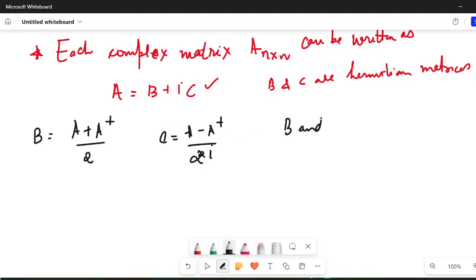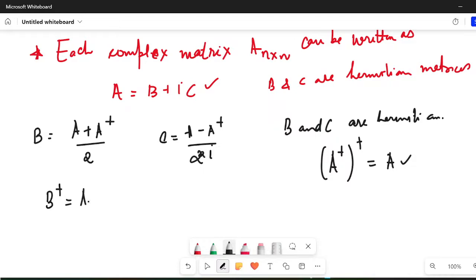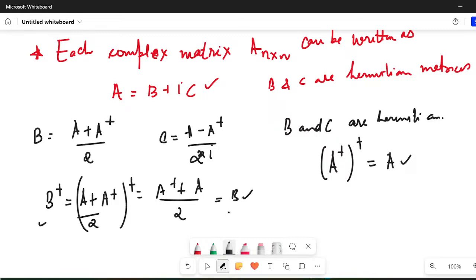So B and C are Hermitian, because always remember, A dagger dagger is equal to simply A. This is something that I'm leaving for you to understand. So if I try to take B dagger, it would be (A plus A dagger) divided by 2, and this whole dagger. So you'll get A dagger plus A dagger dagger, which is simply A, divided by 2. So you're getting B. So B dagger equals B means Hermitian.